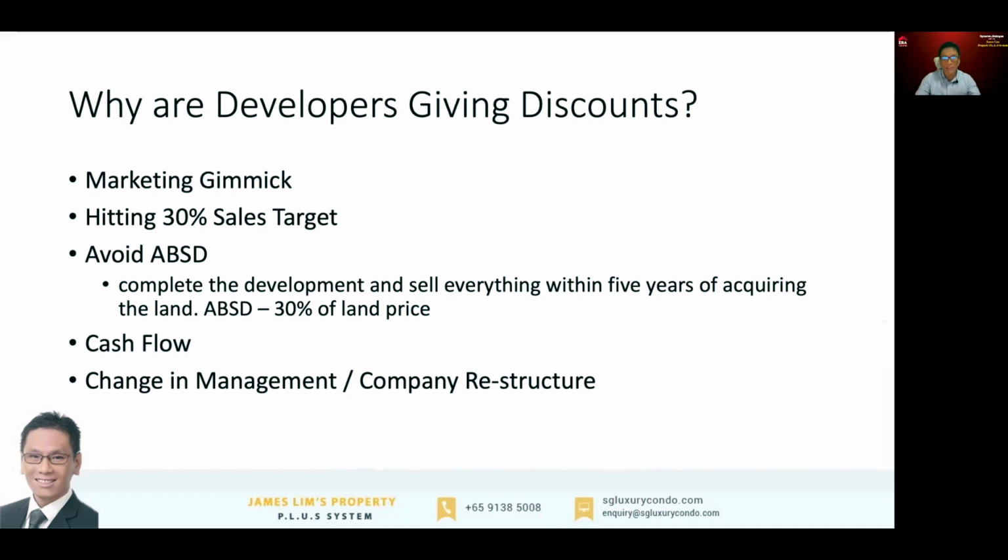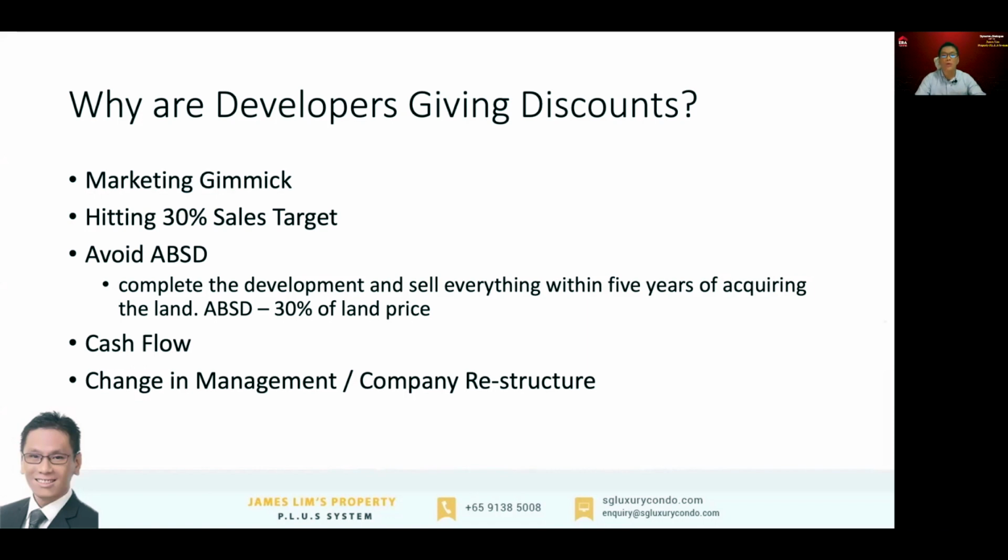When these developments are launched, and a few years down the road they are left with only about 20 or 30% of the inventory, they may increase prices. When they increase prices, they will sell higher and overall have an average selling price with the profit that they are looking at.